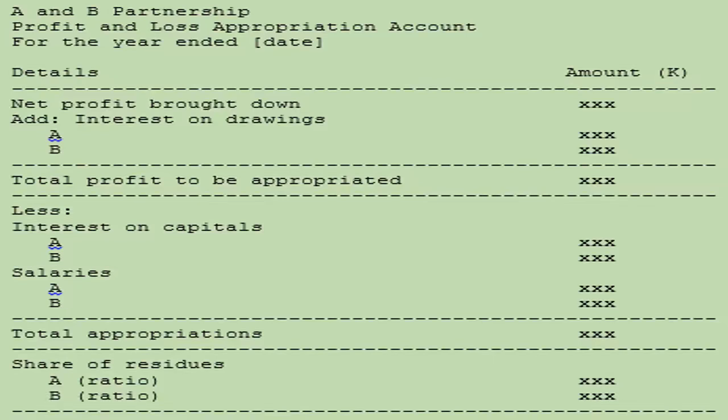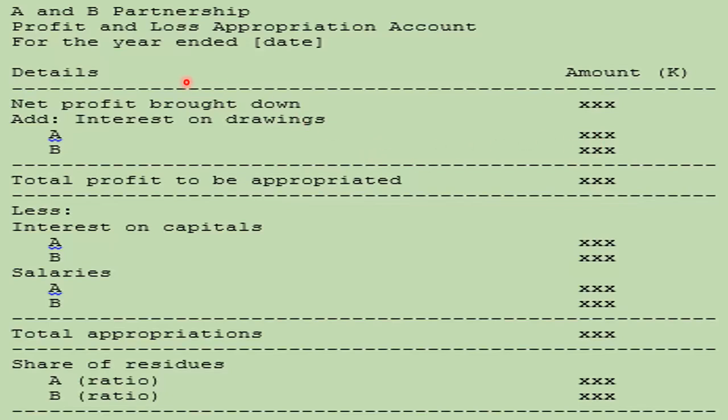Okay, so this is the layout of the profit and loss appropriation account. Of course, it has the net profit brought down. This net profit brought down comes from the trade profit and loss account. So that net profit from the trade profit and loss account, you write it here. Then you have to add interest on drawings. So all the interest on drawings has to be added here.